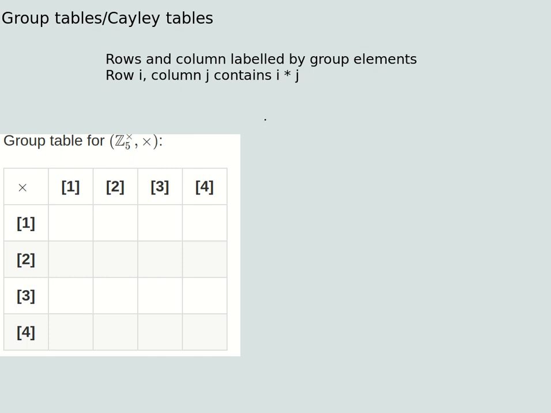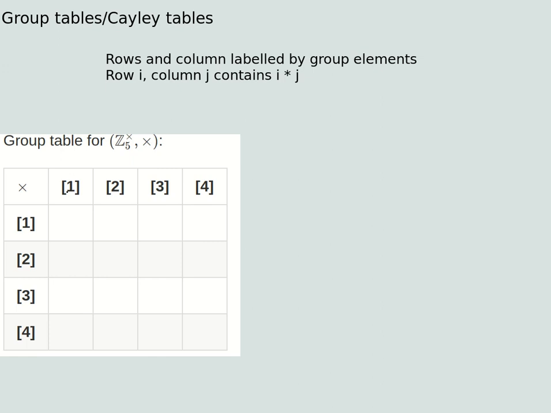So let's work out the group table in a particular example. So the group we're going to look at is the integers modulo 5 under multiplication. So actually we have to take the non-zero equivalence classes, so the class of 1, the class of 2, the class of 3, and the class of 4. That's what Z5 times means. And our group operation is the binary operation of multiplication, which we introduced a couple of slides ago.